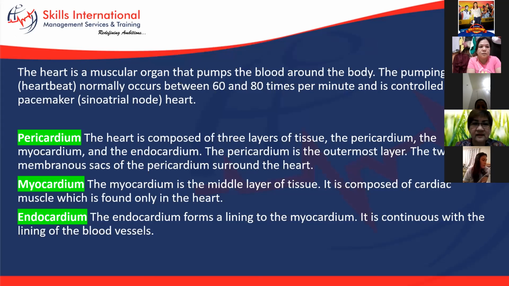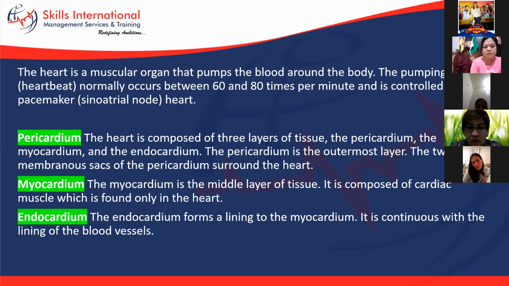So the heart is a muscular organ. It pumps blood around the body, and the pumping cycle of the heartbeat normally occurs between 60 to 80 times per minute, and is controlled by the pacemaker, or what we call the sinoatrial node of the heart. The pericardium is the outside of the heart.